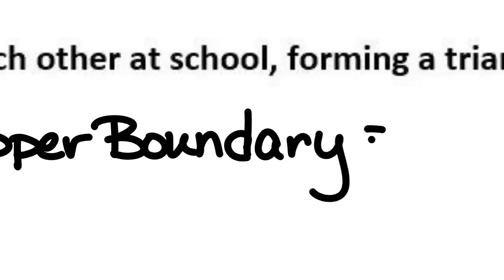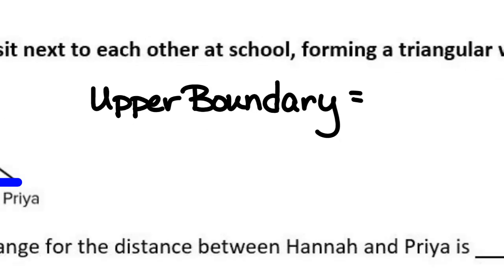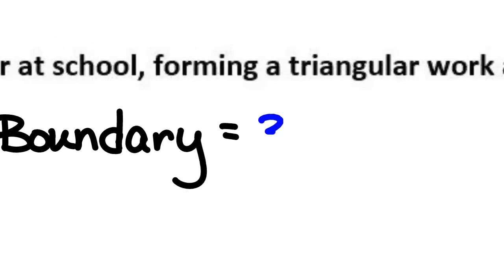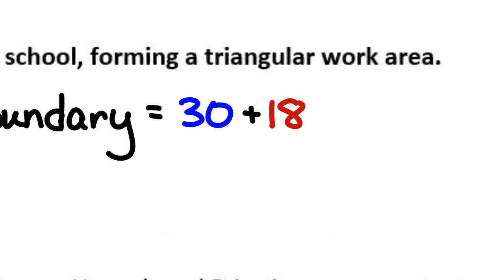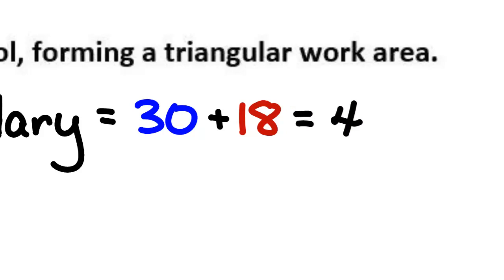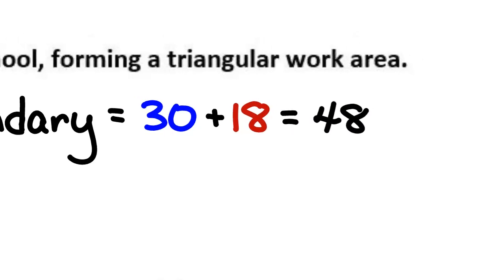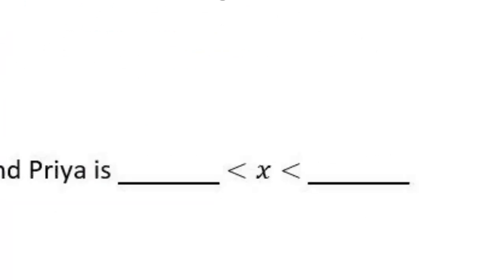And what are the 2 sides that we know? Yep, 30 and 18. So I do 30 plus 18. And I would get what as my upper boundary? 48. In this case, it'd be 48 inches, right? So X can't be any bigger than 48 inches.